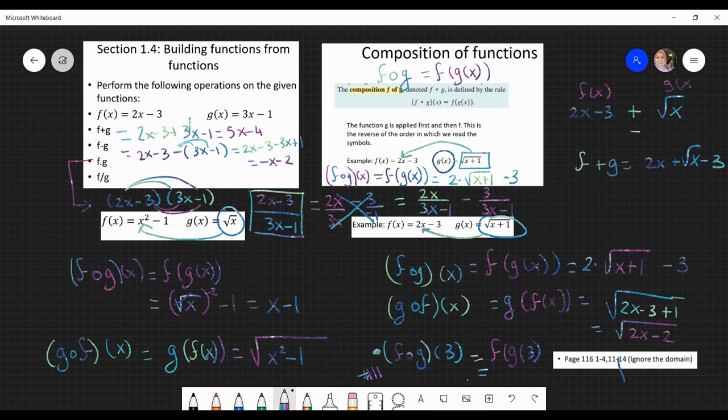And if you look at g of x in the example I'm working on, it's x plus 1. So it will be 3 plus 1, which is 4. So I'm going to do f of 4. And f of x is 2x minus 3. So I'm going to substitute 4 in f of x. I'm going to get 8 minus 3, which is 5.